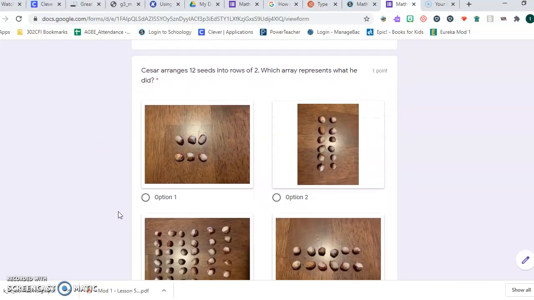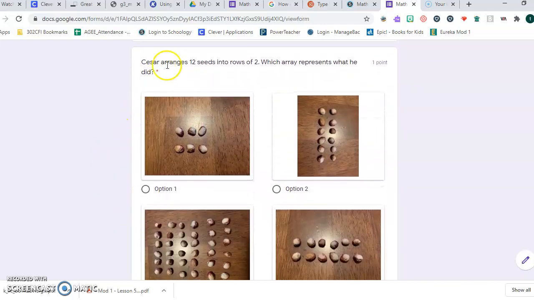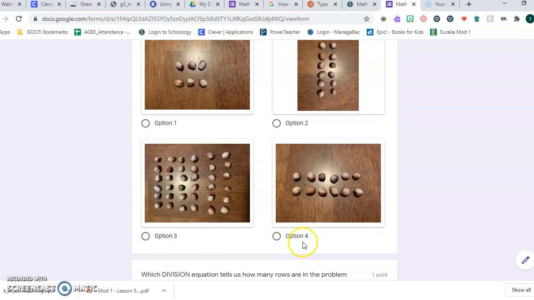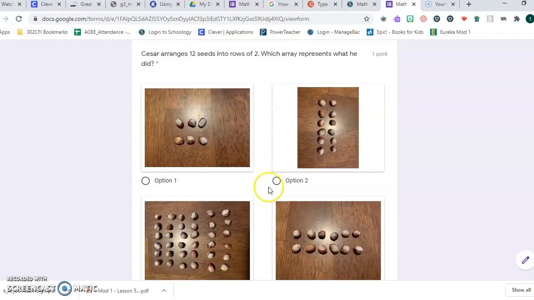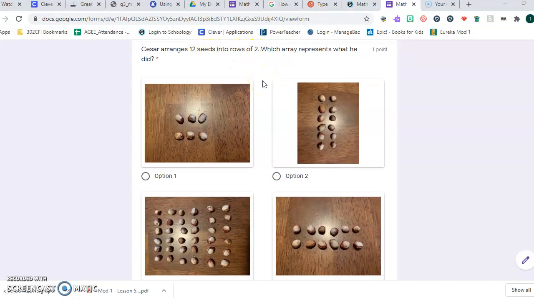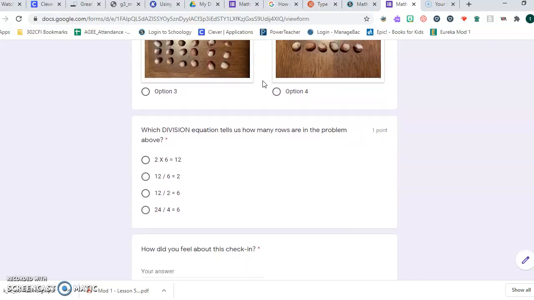In the fourth question, you have a series of pictures and a question that goes with them. Caesar arranges 12 seeds into rows of 2. Which array represents what he did? Okay, so you've got to pick option 1, option 2, option 3, or option 4. You've got to make sure you're paying attention to the words 12 seeds into rows of 2. And then the fifth question goes with the fourth question: which division equation tells us how many rows are in the problem above? Okay, so we're looking for a division equation.